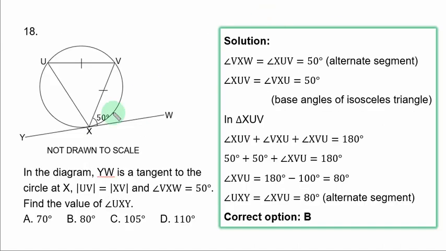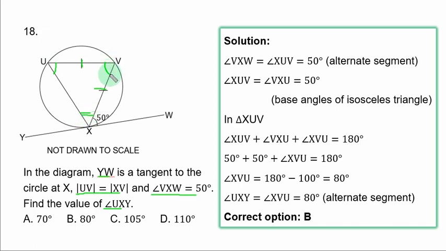Question 18. In the diagram, YW is a tangent to the circle at S, UV equal to SV, and angle VSW is 50 degrees. Find the value of angle USY. From this diagram, this 50 is equal to this angle, that is alternate segment. Now, by this marking, the triangle is isosceles. That means the base angles are equal. So if here is 50, automatically here is 50.